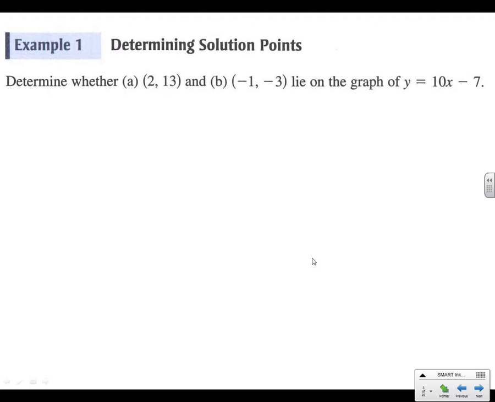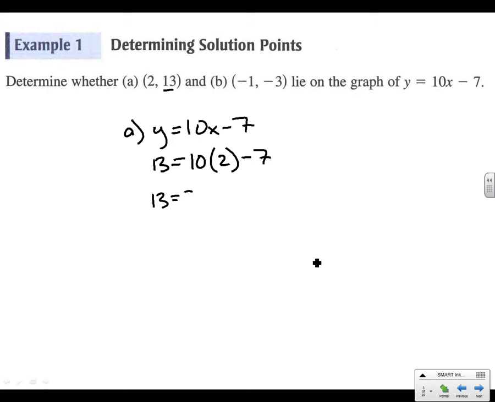So example 1, determine whether (2, 13) and (-1, -3) lie on this graph. So let's start with A, y equals 10x minus 7, and we're going to substitute in some points. 13 is our y value, equals 10 times 2, our x value, minus 7, and we'll check it. 13 equals 20 minus 7, and that is indeed true. So (2, 13) works.